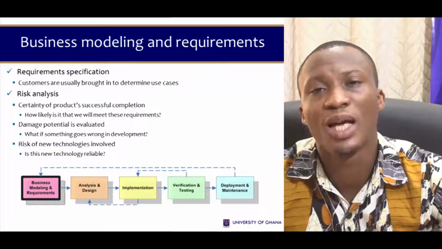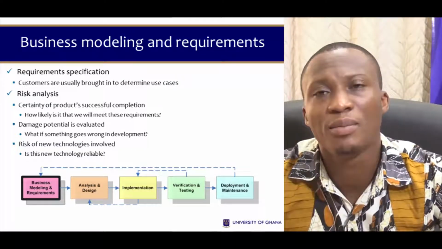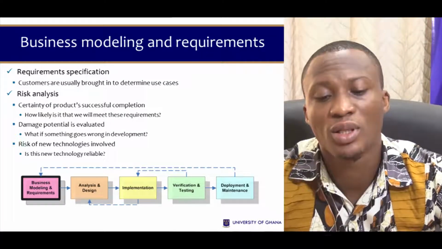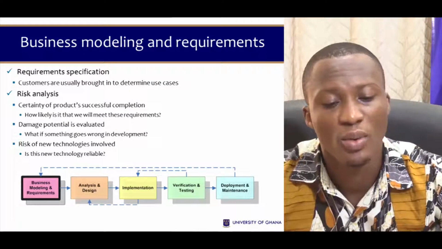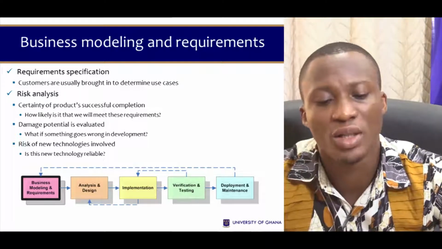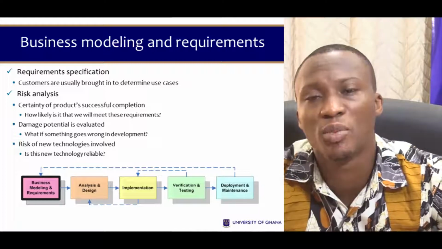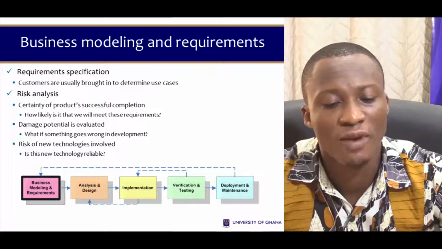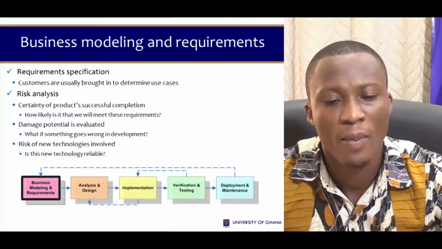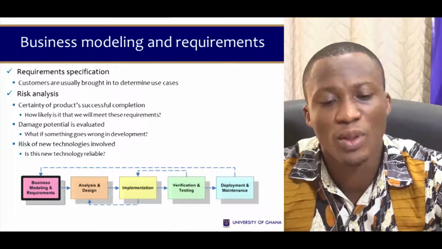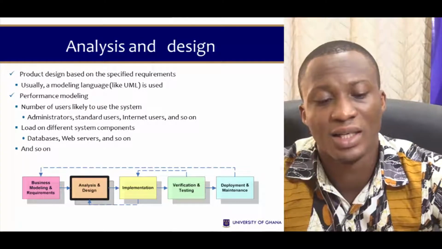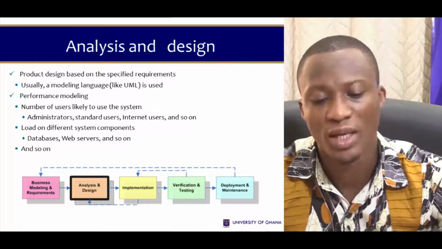Now, business modeling and requirements. There are some requirements that one needs to look at. Customers are usually brought in to determine use cases. We have risk analysis, certainty of product successful completion, damage potential is evaluated, and risks of new technologies involved. So that has to do with the business or the requirement stage. Then we look at the analysis and the design stage. You can go through each of these modules.